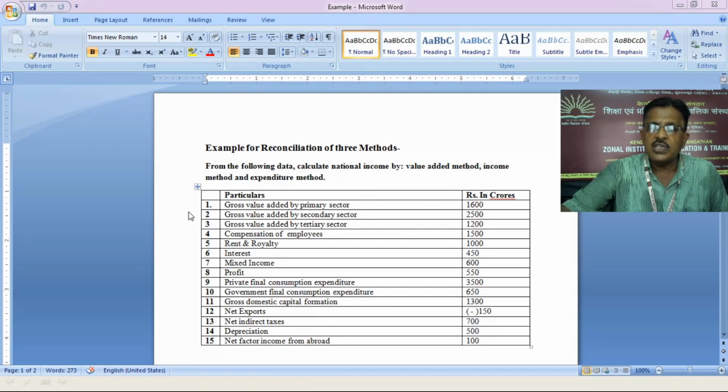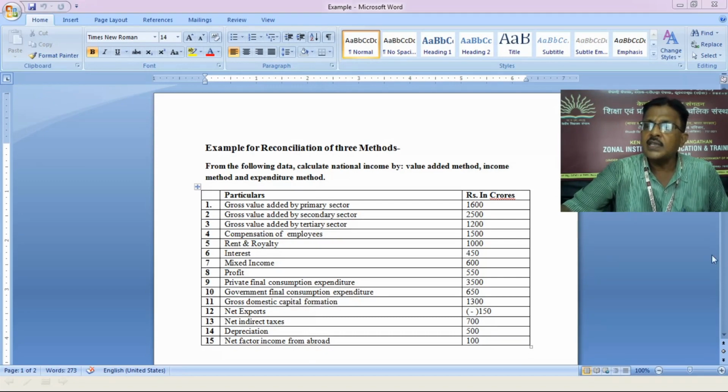So if you see these examples, and the values are also given here on the right hand side of this column, you see some of the items are related to value added method, some are related to income method, and some are related to expenditure method. Some items are used in all the methods, like NIT, that is net indirect tax, depreciation and net factor income from abroad, to get the national income.